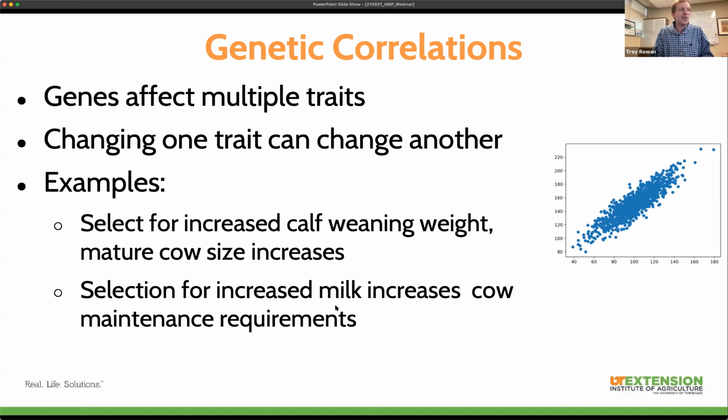Also things like selection for increased milk. If you have a cow that milks more, that's also going to increase her maintenance requirements. So we have to be careful when we're doing genetic selection that we're balancing these things and accounting for the correlations that pop up here.